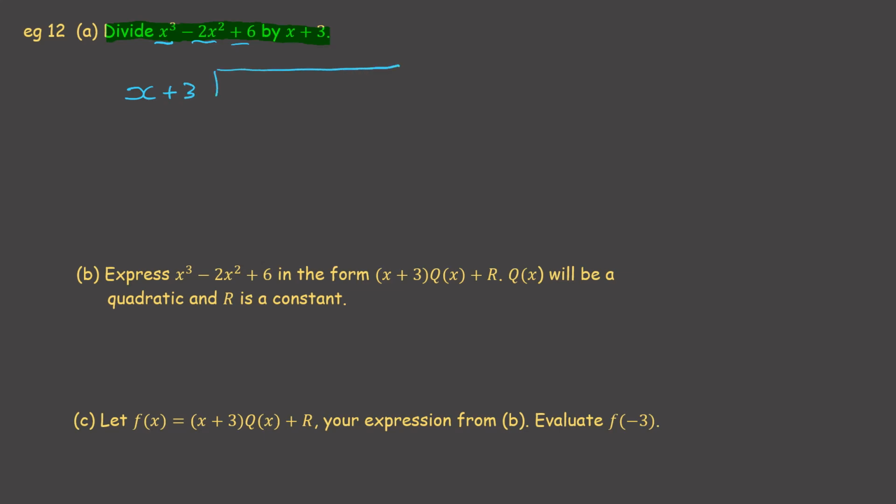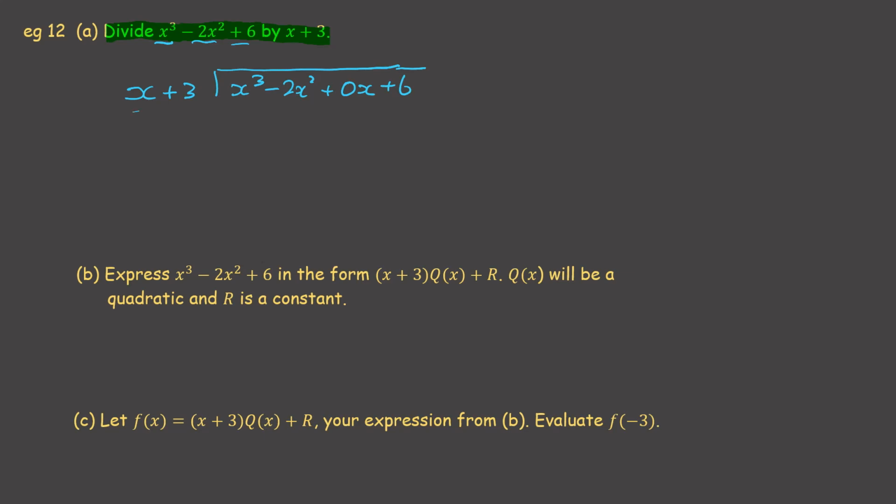Now we'll deal with that by doing the following. x cubed minus 2x squared plus 0x plus 6. Because this works as a column going down, you have to put that 0x in there.